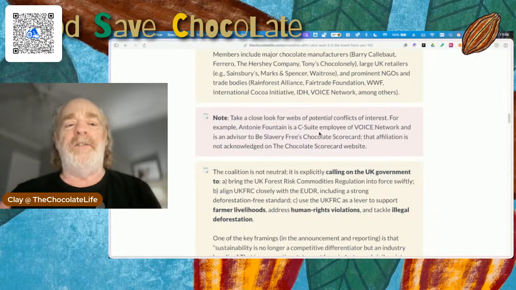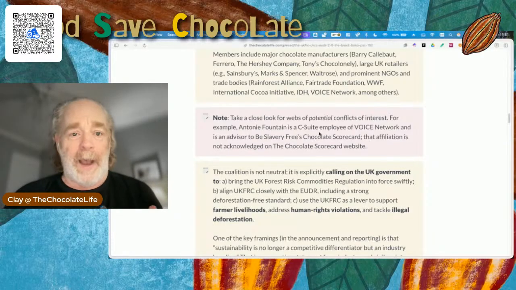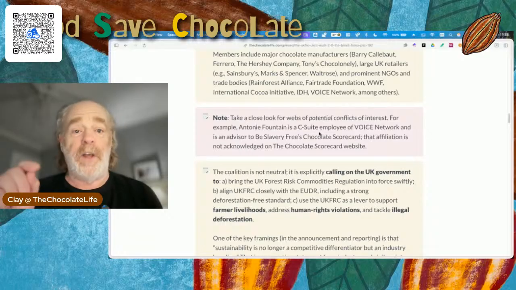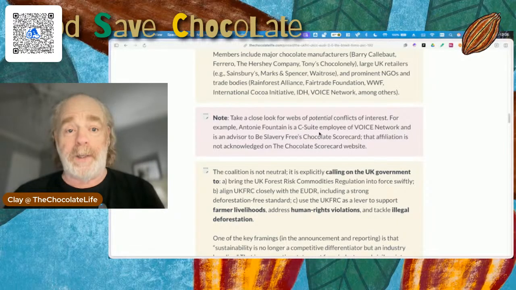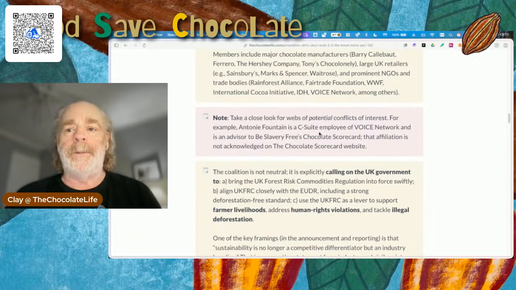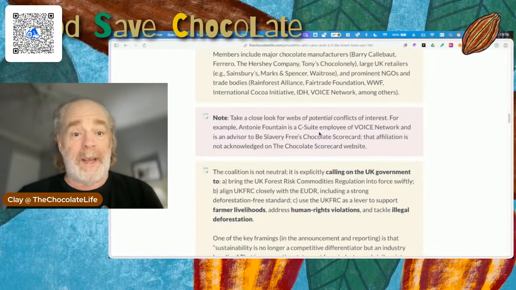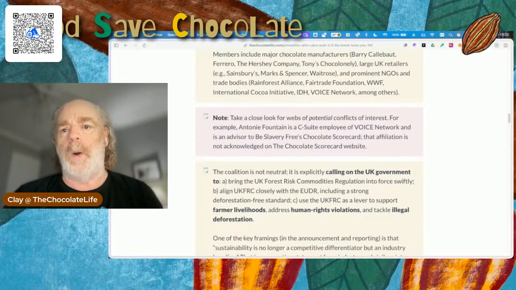It turns out that none of the advisors to the Be Slavery Free Chocolate Scorecard project actually have their affiliations publicly identified. And so there's this web of relationships. I'm not suggesting that there are going to be actual conflicts of interest, but there is a potential for differences of opinion on what should be done and how it should be done, and can that affect the decision-making processes of these different organizations? I'm going to say it's quite a possibility.